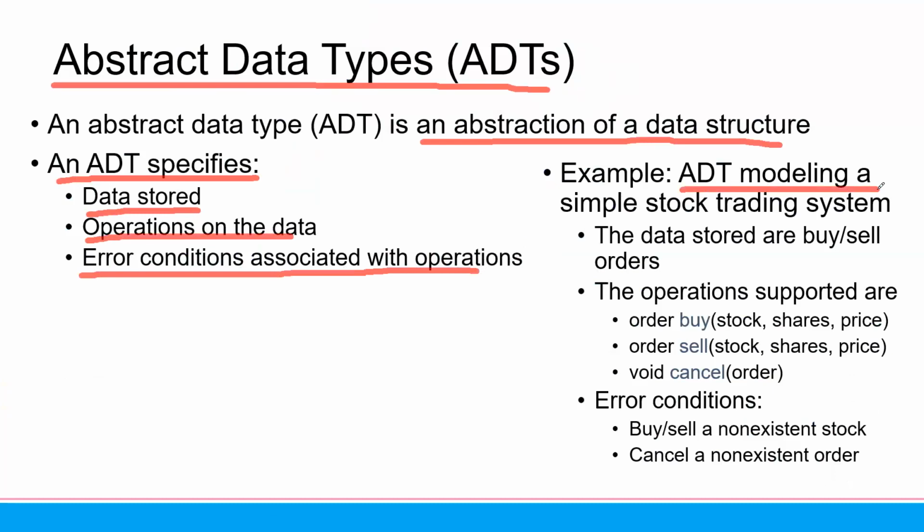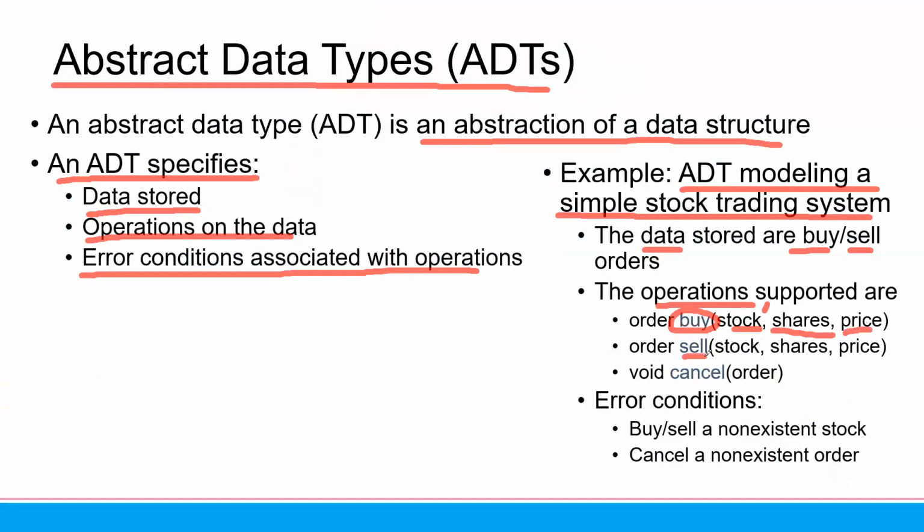In this case, if we want to model a simple stock trading system, we know that whenever we have the data, we want to buy or we want to sell. Okay? This is for the stock. Then it means the operation will be buy. Buy means, what is the stock that I want to buy? How many shares that I want to buy? And then what is the price?